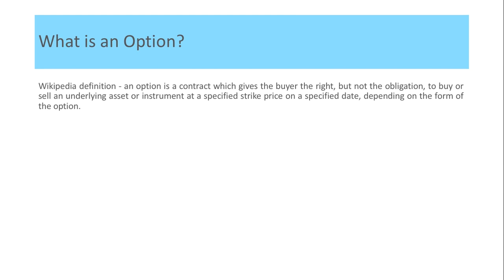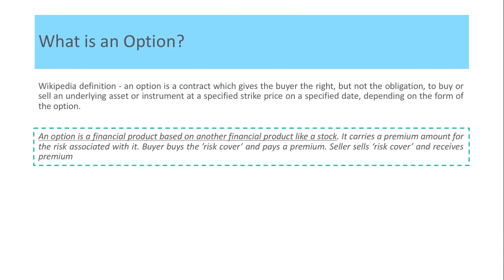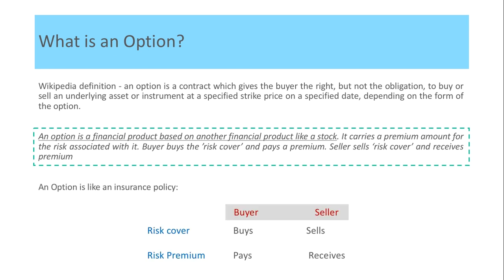An easier way to think of options is to think of them as a financial product derived from another financial product like a stock or index. It carries a risk premium for the risk associated with it. The buyer buys the risk cover and pays a premium, and the seller sells that risk cover and receives a premium. So, if you think about this carefully, it is just like an insurance policy.